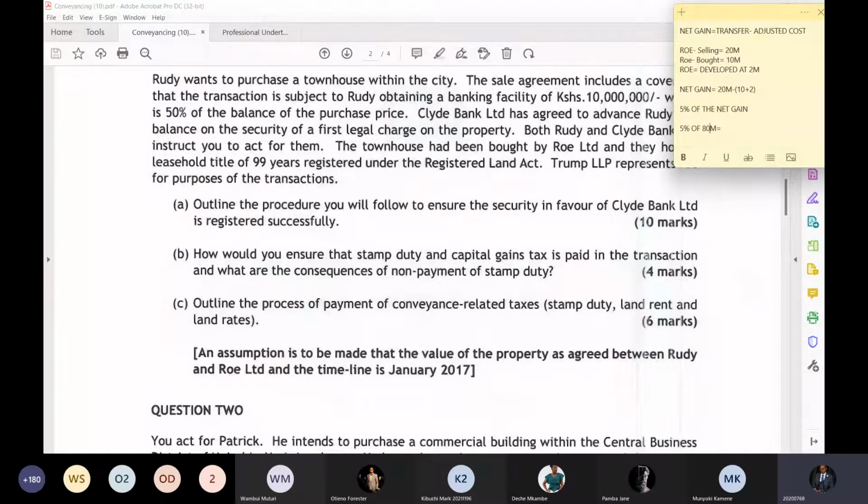So let's go to the process of payment for land rent and land rates. How do you pay for this land rent and land rates? You pay them at the SASA website. Nowadays it has been automated at the SASA. But even before we go on to that, to whom do we pay land rent? It's a very tricky question, but let's start with that.